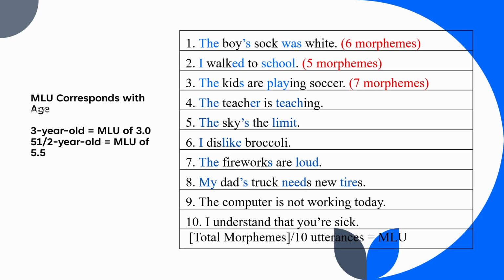You can look at the color changes that show the morphemes in sentences 3 through 8, and then try your own counting morphemes to see how many total morphemes you get. And then divide by 10, and you'll have the MLU, which roughly corresponds with age, where a 3-year-old would have an MLU of 3.0, and a 5.5-year-old would likely have an MLU of 5.5.